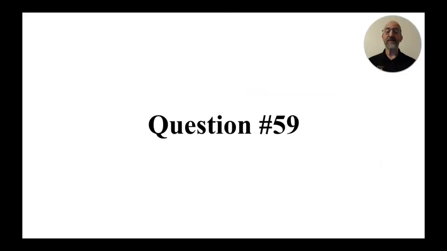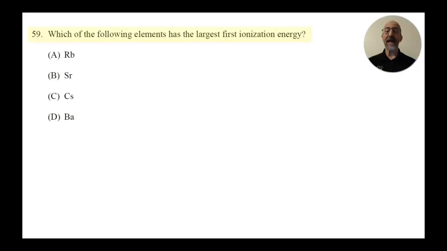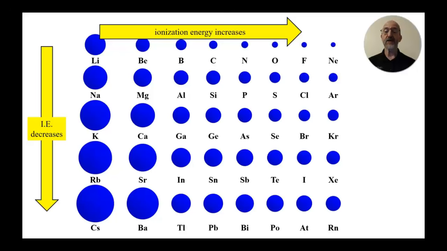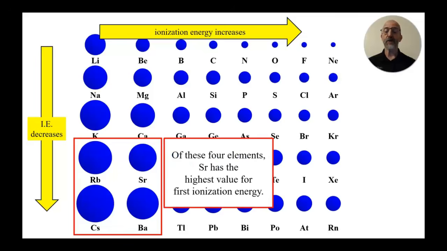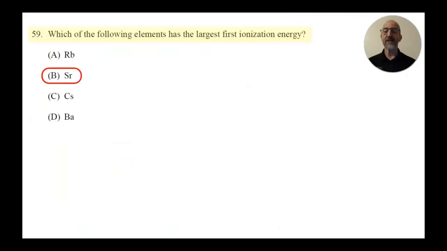In question 59, it says, which of the following elements has the largest first ionization energy? So based on our knowledge of periodic trends, ionization energy increases from left to right across a period, and ionization energy decreases from top to bottom down a group. And these are the 4 elements that we have to consider. So looking at our periodic trends, that would make strontium the highest value for first ionization energy. So the correct answer to question 59 is choice B.